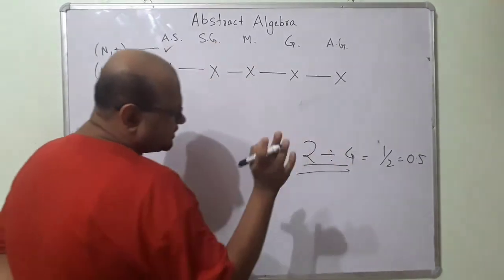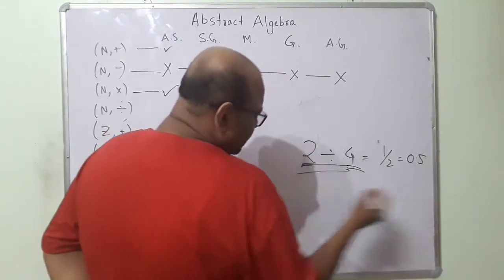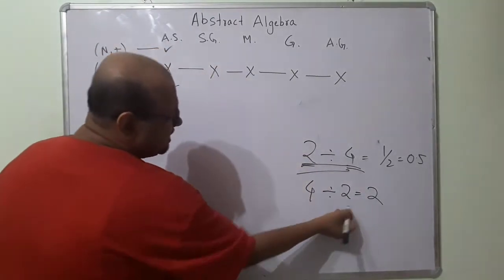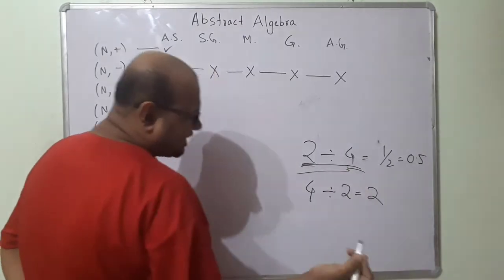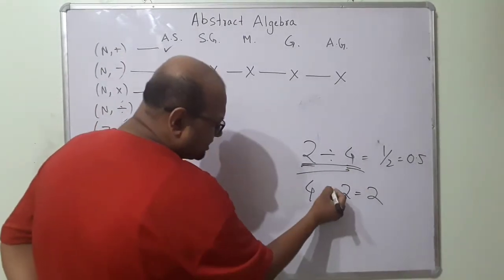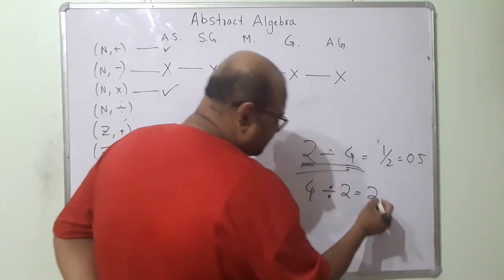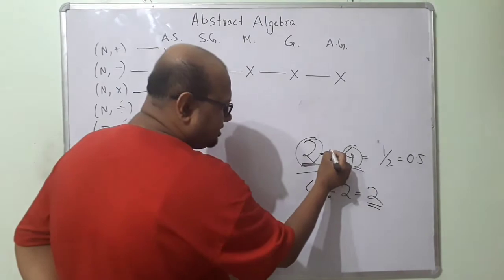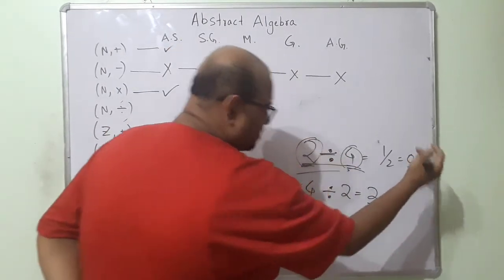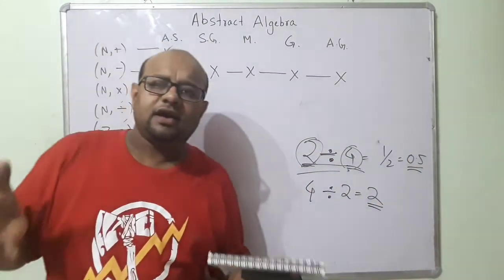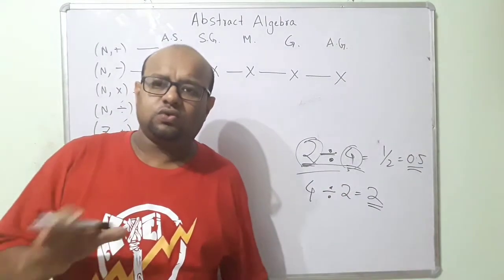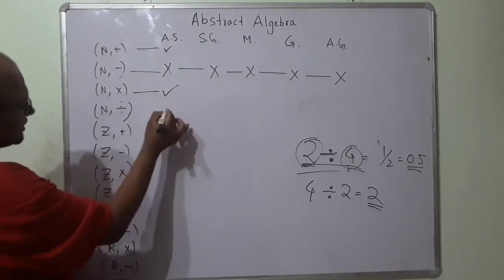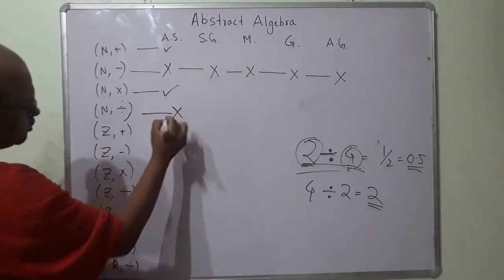When I apply this division operation on two natural numbers, yes, sometimes I divide 4 by 2, I get 2. So when I apply division here, I am getting back a natural number. But here I have two natural numbers, I apply this division, I am not getting a natural number. So for every element, this is not true. So it is not closed. So this division operation under natural numbers is not closed.